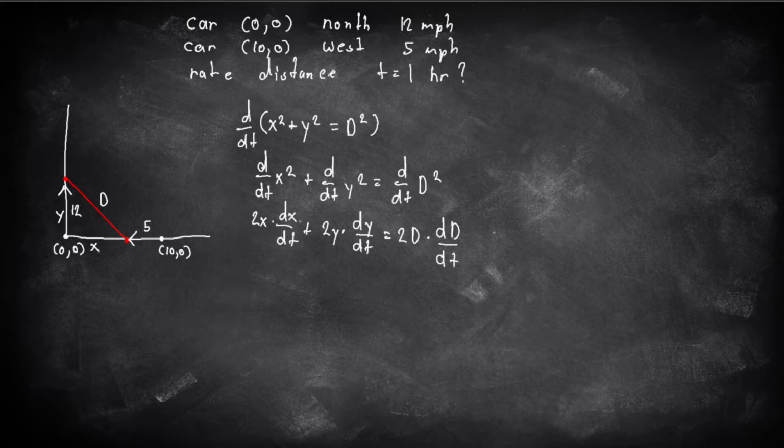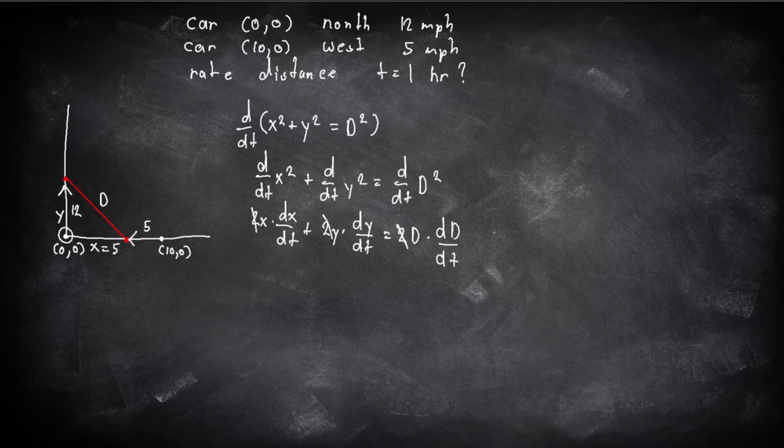Okay, since all of them have a 2, divide by 2 on both sides, so it cancels out. So we need to find x, the rate at which x is changing, y, the rate at which y is changing, and our distance. First let's find x and y. Well, we know that this distance is 10 because it's at (10, 0). And we know this car moves 5 miles per hour west. So in 1 hour, it moves 5 miles this way. So 10 minus 5 is 5. That means x is 5.